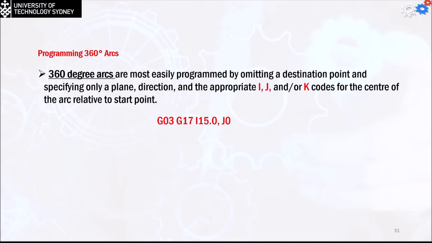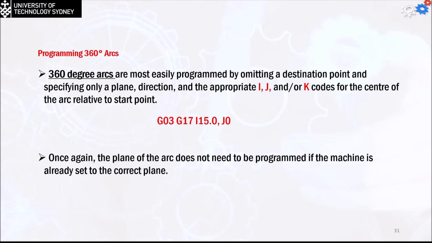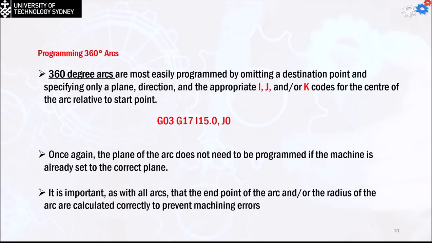So simply I can write down the code of G03, G17, the I is going to be 15 and J is going to be 0. So I identify what will be the center point while I'm going to do the movement in counterclockwise. Once again, the plane of the arc does not need to be programmed if the machine is already set to the correct plane. It's important with all the arcs that the end point of the arc and the radius of the arc are calculated correctly to prevent machining errors.